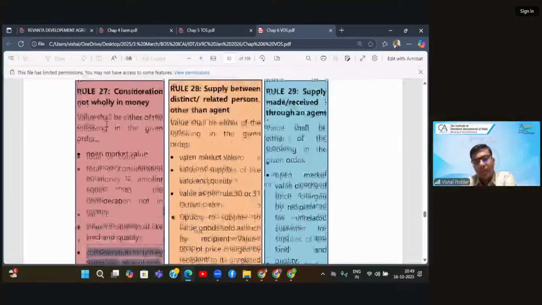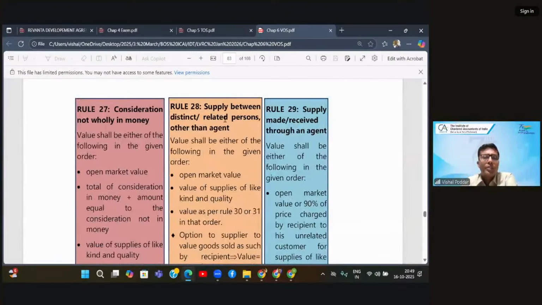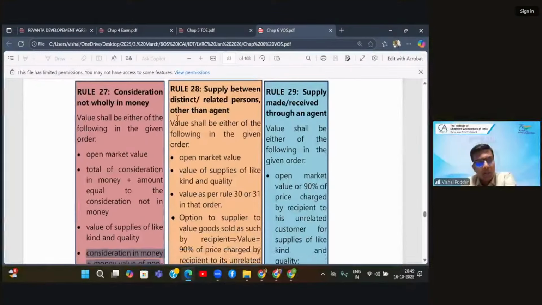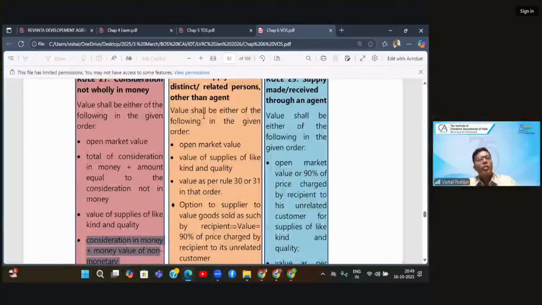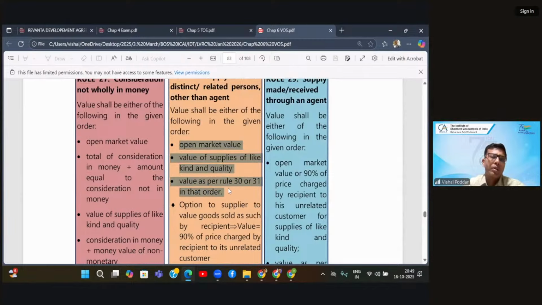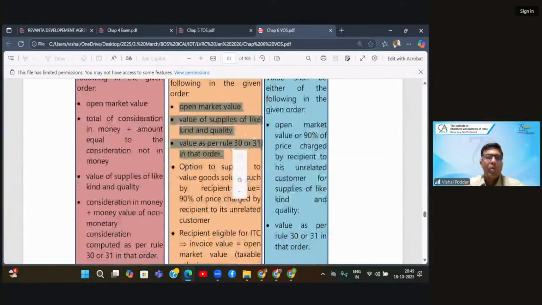Next, rule 28 deals with where the supply is between my other branches which are under the same PAN, that is distinct persons, or I am having transactions with my related persons except an agent, because for an agent you have rule 29. How will the value be determined over here? First, you take open market value. If that is not available, you take the fair market value that is charged by my competitors. And if that also is not available, you go to the costing method, that is rule 30, where you take cost plus 10%, or you go to rule 31, which is the best judgment value.